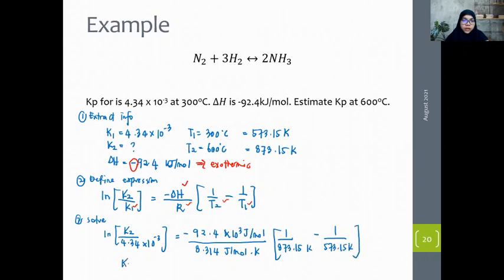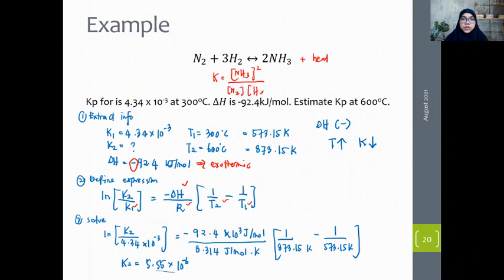Thus, we can obtain the value of K2 is 5.55 times 10 to the minus 6. Let's prove the theory based on this value that we obtain. From this equation, it is exothermic, that means we release heat from the system. So K equals [NH3]^2 over [N2][H2]^3. By increasing the temperature, we are going to reduce the value of K because this is the reactant variable.